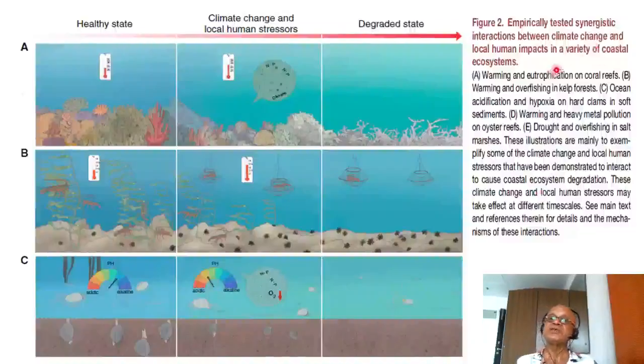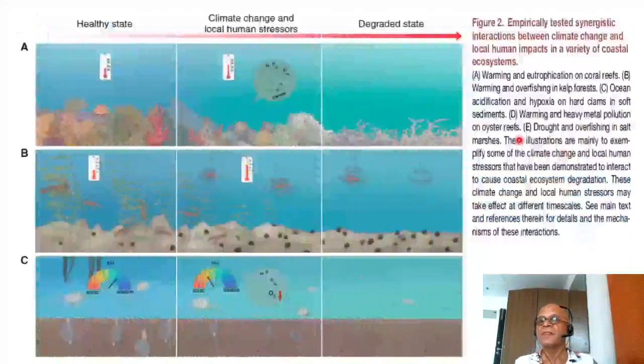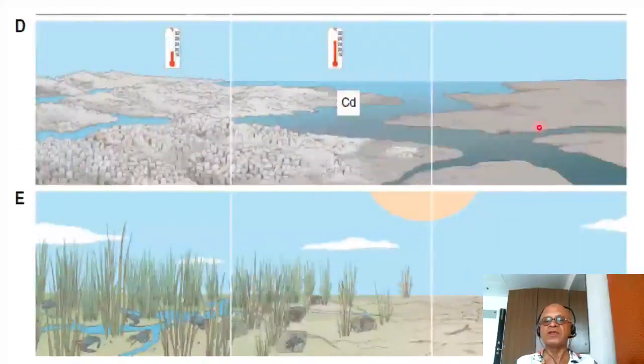So these are empirically tested synergistic interactions between climate change and local human impacts in a variety of coastal ecosystems. As examples, warming and eutrophication in coral reefs, warming and overfishing in kelp forests, ocean acidification and hypoxia on hard clams in soft sediments. Next we are going to look at warming and heavy metal pollution on oyster reefs, drought and overfishing in salt marshes. These illustrations are mainly to exemplify some of the climate change and local human stressors that have been demonstrated to interact to cause coastal ecosystem degradation. These climate change and local human stressors may take effect at different timescales, so you have to see the main text for details. So here we have the heavy metal and pollution on oyster reef, going from a healthy state, to a degrading state, to a degraded state.